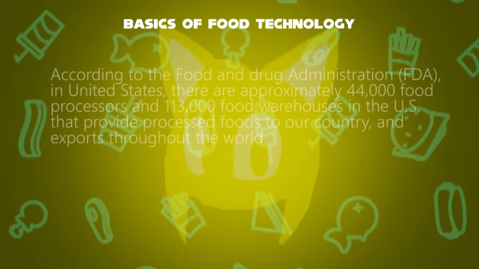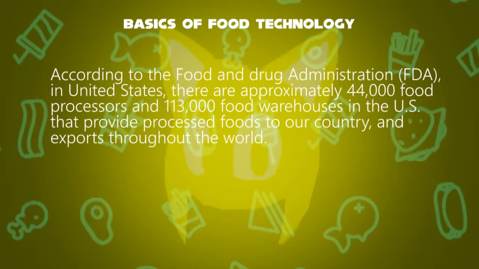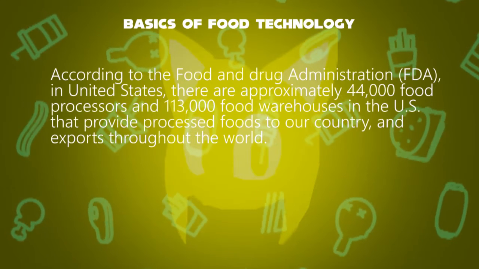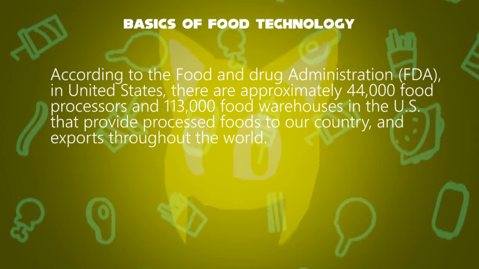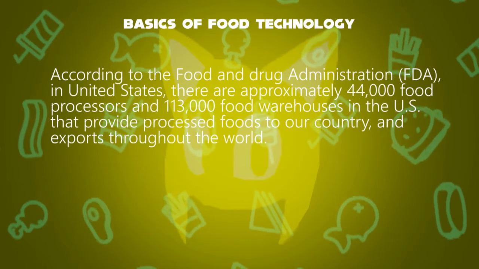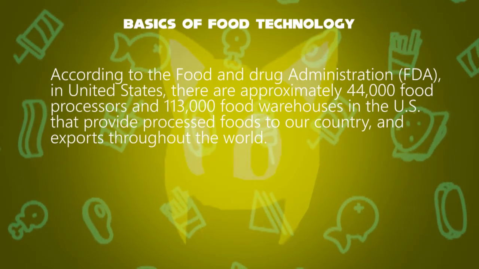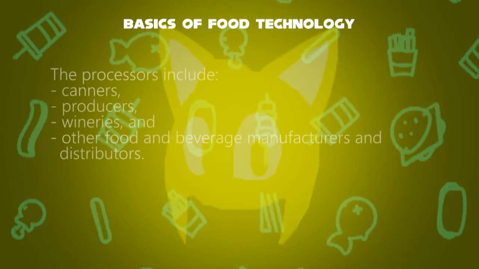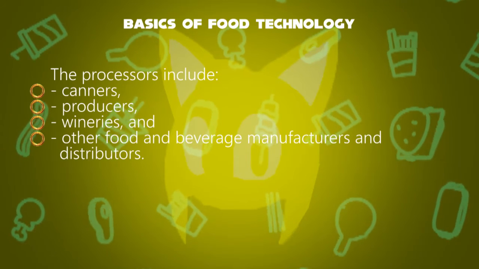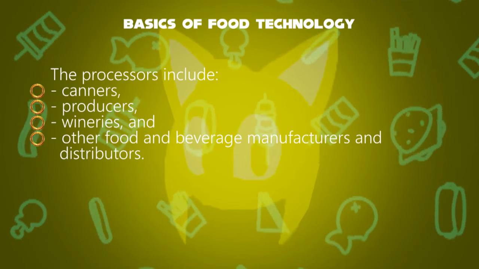According to the Food and Drug Administration, FDA, in the United States, there are approximately 44,000 food processors and 113,000 food warehouses in the US that provide processed foods to our country, and exports throughout the world. The processors include canners, producers, wineries, and other food and beverage manufacturers and distributors.